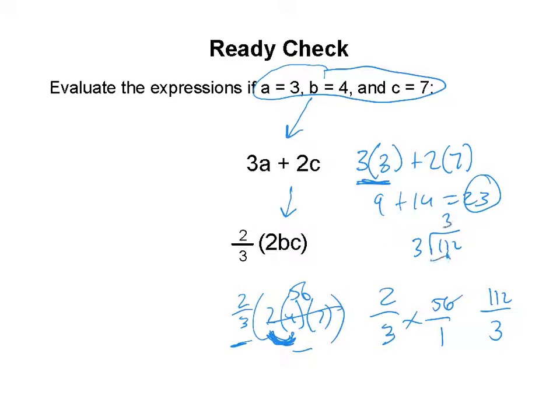3 times 3 is 9, 22, 7 times 3 is 21, and then we get 1/3. So 37 and 1/3 for this last one. So you might get some fraction answers and things like that, okay?